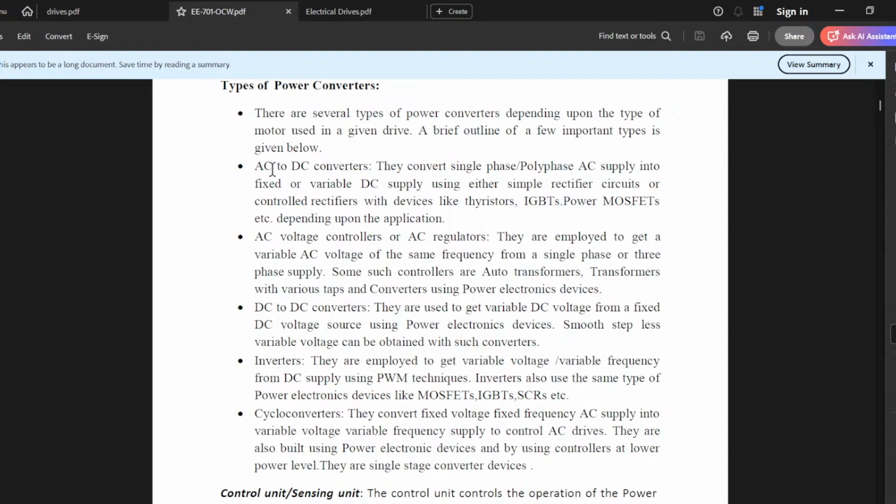One of the most basic and used ones is AC to DC. They convert single phase or polyphase, which is just a fancy way of saying three phase, AC supply into fixed or variable DC supply. Fixed or variable means the DC can be variable, like it can change 5 volt, 8 volt, 7 volt, and fixed is just one.